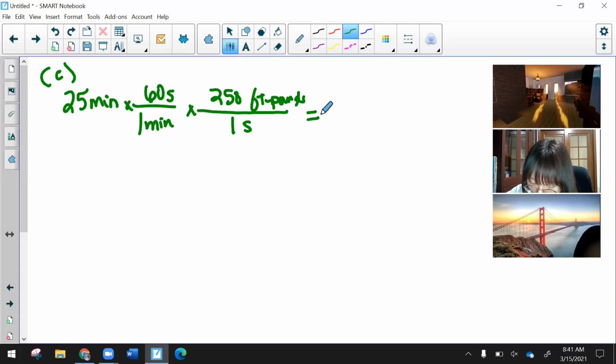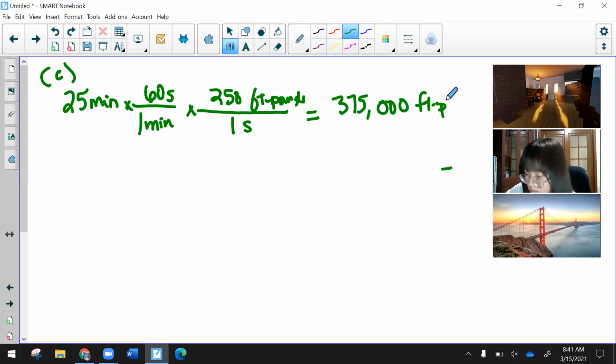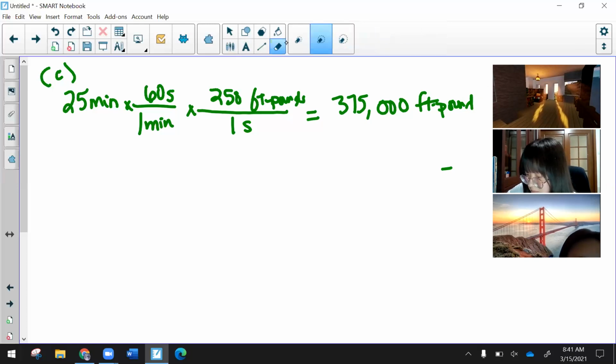Lily, I'm going to call on you, just so you know. What'd you get? Okay, so 375,000, and it's a measure of energy, so it's a foot-pound. Okay, is that what other people got?